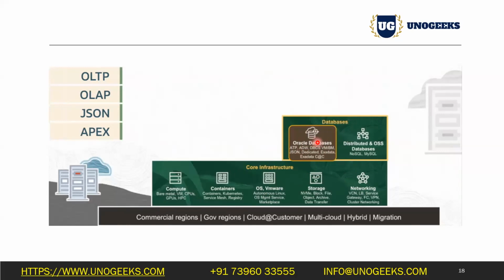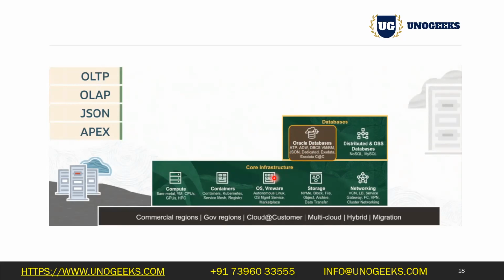Okay. So what do ATP and ADW mean? Yeah, it is autonomous transaction processing, which is ATP, and ADW is autonomous data warehouse. So you have OLTP, which is for the transaction processing. You have ATP, and for the data warehouse part, like for analytics, you have ADW. So there are two different flavors here.